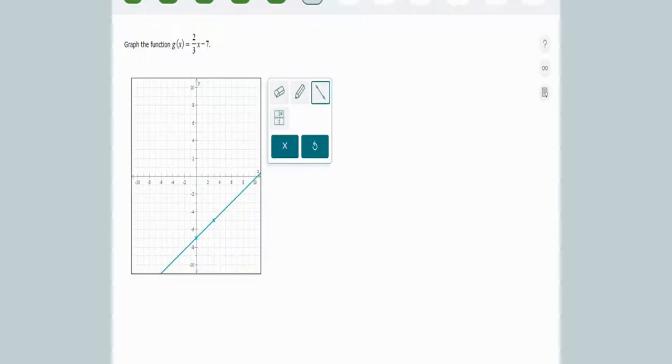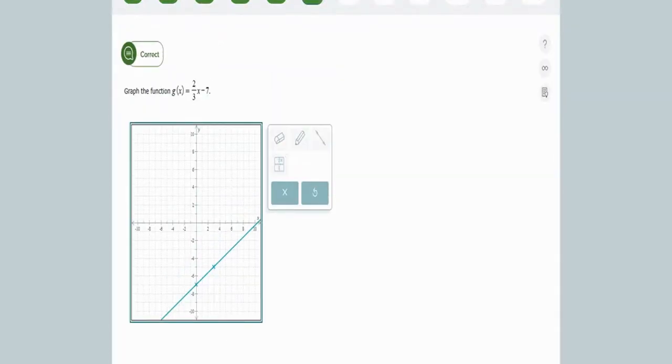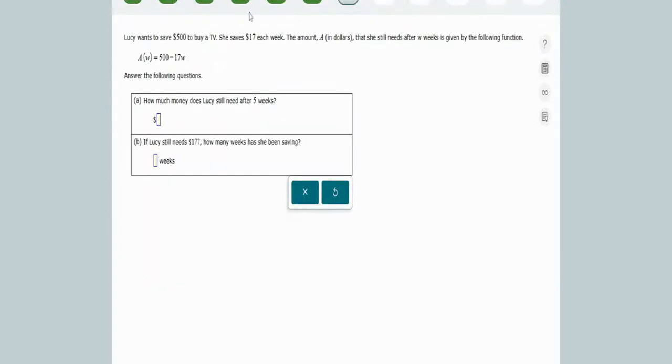So let's check. And sure enough, we started at -7 and then went up 2/3 for our slope to get a second point, and we are on track. Okay, for problem number 7, we are given a function that talks about the amount in dollars that this person needs after W weeks in order to get enough money to buy this TV that's costing them $500. So what we're going to do is keep subtracting off $17 a week until this gets down to 0, and then we'll know how many weeks it takes.